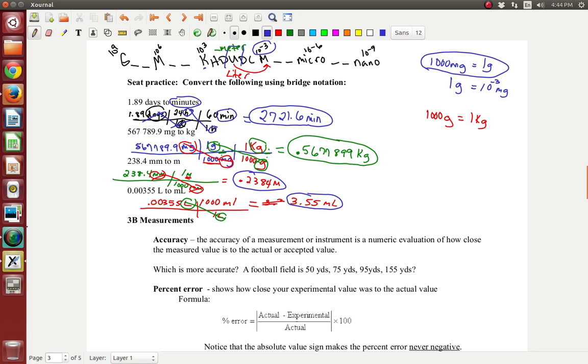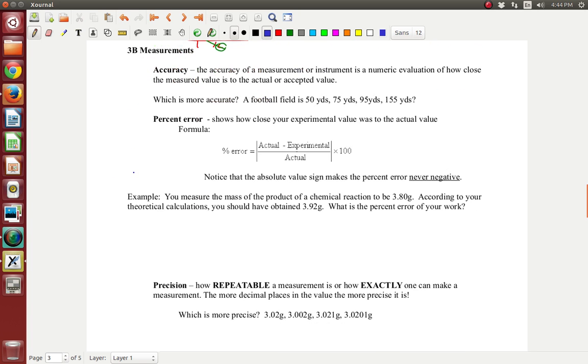Now what I'm going to do is go ahead and talk to you about this part we didn't get to. Accuracy of a measurement or an instrument is a numeric evaluation of how close the measured value is to the actual or accepted value. So how close is it to the real thing?